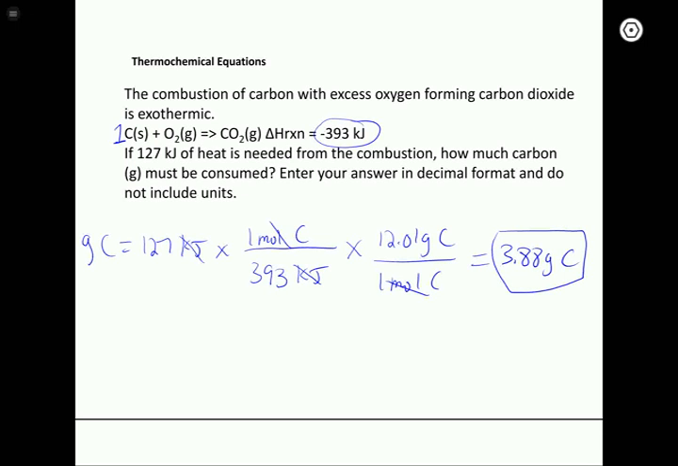So we didn't talk about this in class, but it's in my mind a pretty simple extension of stoichiometry. If you know how much heat is released or absorbed by a chemical reaction per mole of substance from the coefficients, then we can use that as a conversion factor as we did here.